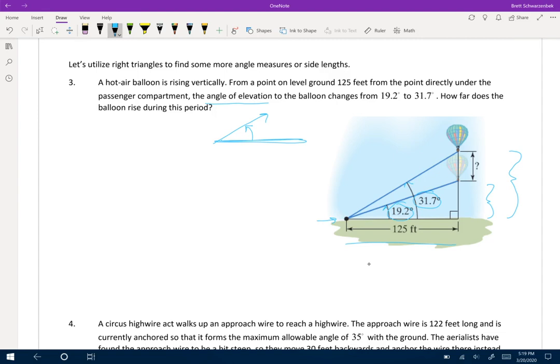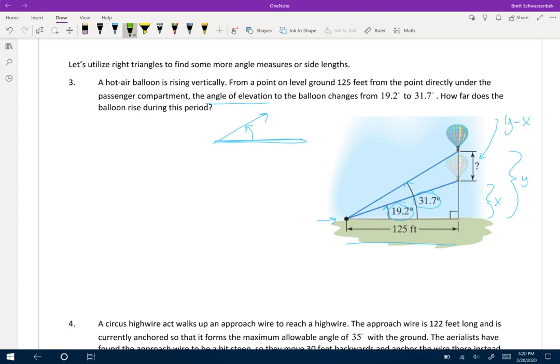So what's interesting about this is we can put some variables on these. And in reality, if we want to find the missing information here, which is going to be how far the balloon has risen since the change of angle of elevation, then all we would have to do is take our y and subtract our x after we calculate them. It's a pretty simple, straightforward computation, but we need trig in order to do this.